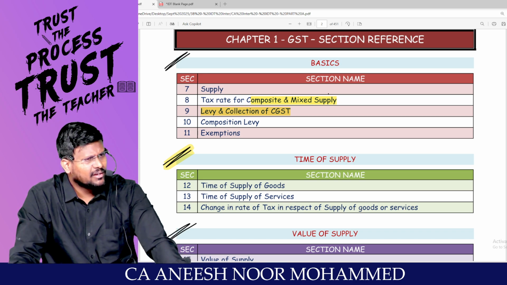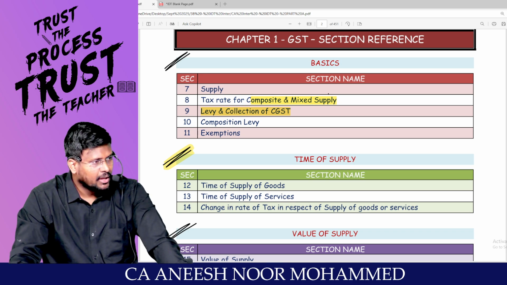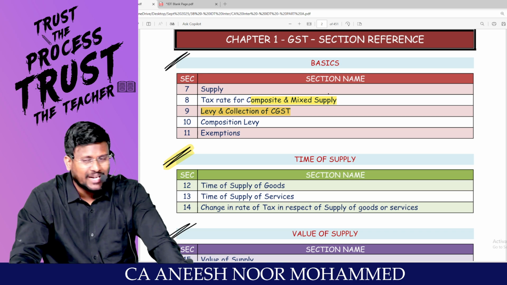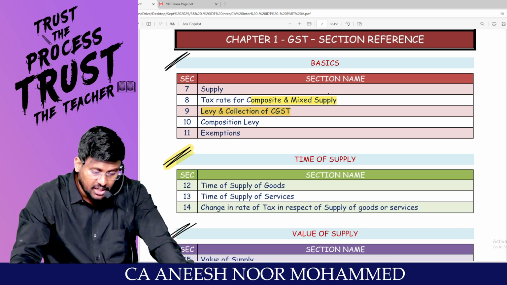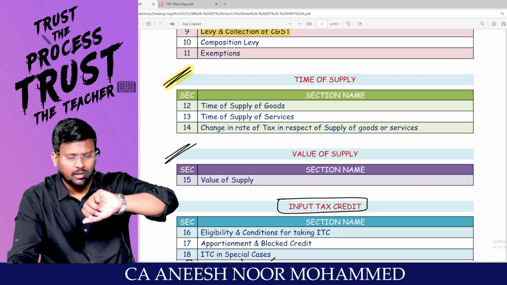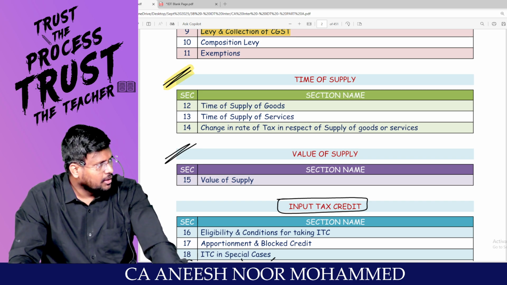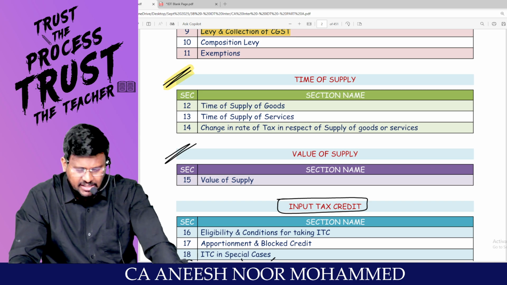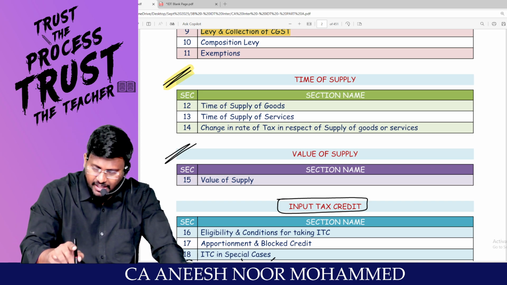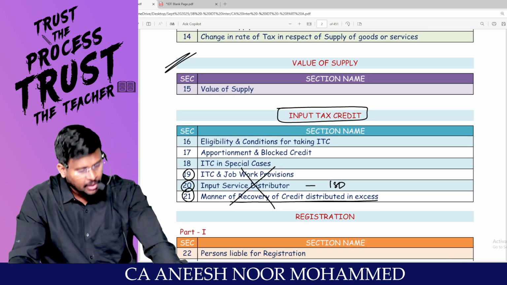Supply. 8. Tax rate for composite and mixed supply. 9. Levy and collection of CGST. What is section 10? Composition levy. What is section 11? Exemption. What is section 12? Time of supply of goods. What is section 13? Time of supply of services. What is section 14? Time of supply in case of change in rate of tax. What is section 15? Value of supply.